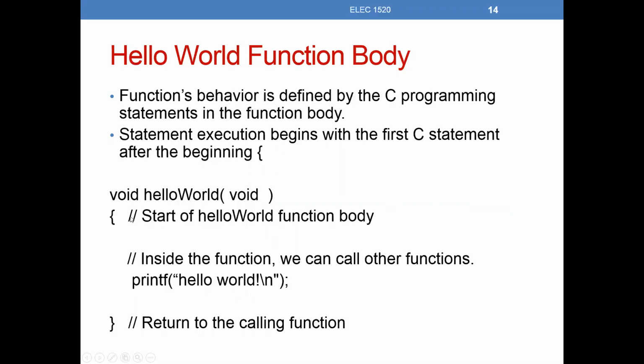So I've got a lot of comments here, but just to remind you then, this left curly brace is the start of the hello world function body. The right curly brace is the end. Inside, we're going to write the instructions we need to accomplish our task, which is simply printing out the message hello world. When our code gets to the end of the function, that'll return back to where we called it.